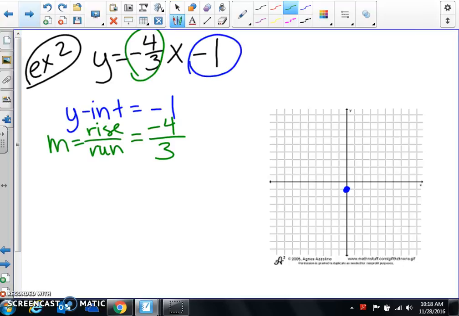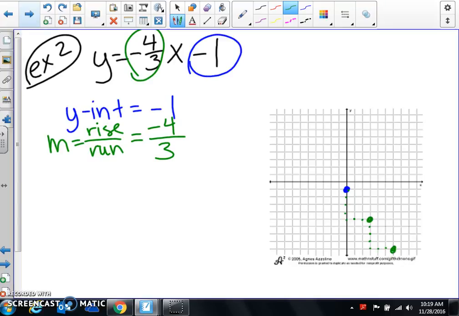And now, this is a negative slope. So remember, we need to be going downhill. So if I have a -4 rise, that's really falling 4. So I need to fall 1, 2, 3, 4. Then I need to run 3. 1, 2, 3. Fall 4. 1, 2, 3, 4. Run 3.